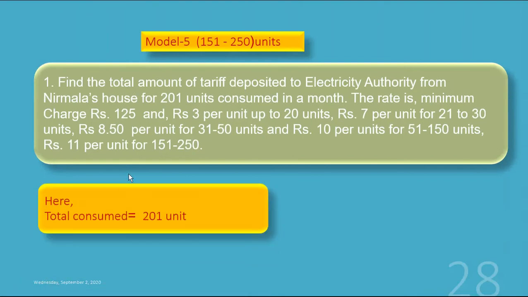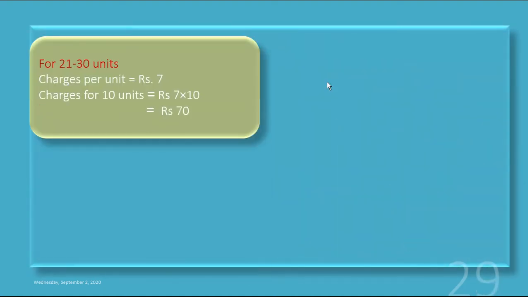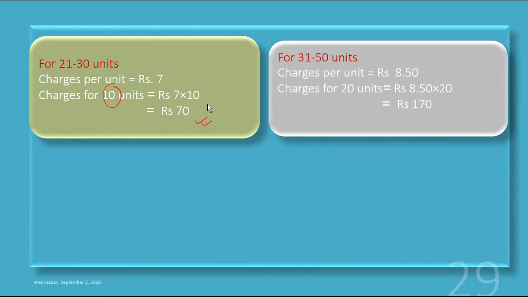Total consumption is 201 units. There is no problem for this. Up to 20 units, it is rupees 3, so 3 times 20 is 60. Then 20 to 30 units is 10 units, so this is 10 into 7, 70. Now 31 to 50 units, 8 rupees 50 paisa times 20 units. This difference is 20 units times 8.50, which is 170. It is recurring now.